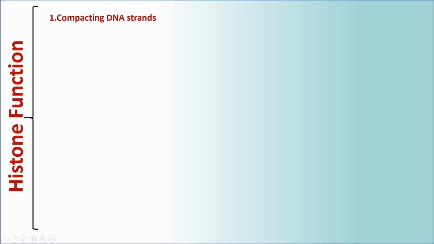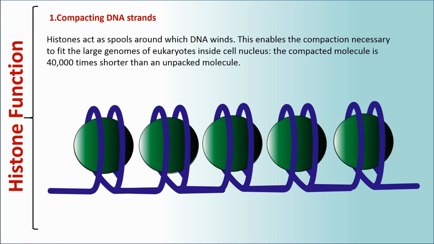Histone function. Number 1. Compacting DNA strands. Histones act as spools around which DNA winds. This enables the compaction necessary to fit the large genomes of eukaryotes inside the cell nucleus. The compacted molecule is 40,000 times shorter than an unpacked molecule.